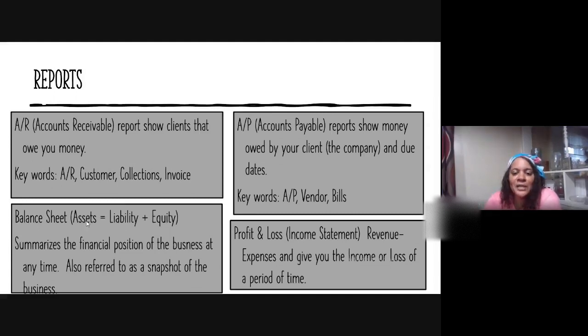The next one is profit and loss. That's also known as the income statement. That is reflective of your revenue or your income minus your expenses, and it gives you the income, or net loss, of a period of time. Now, that is not a specific date. That could be on a monthly basis or a quarterly basis or a yearly basis.